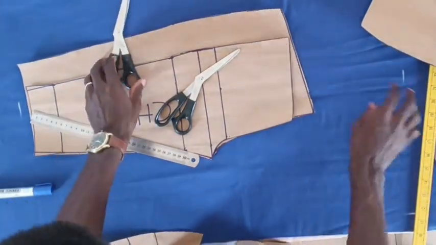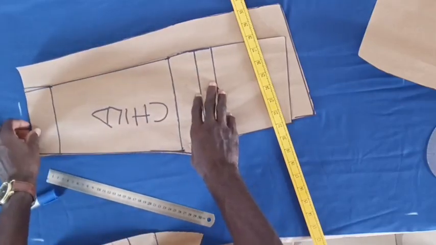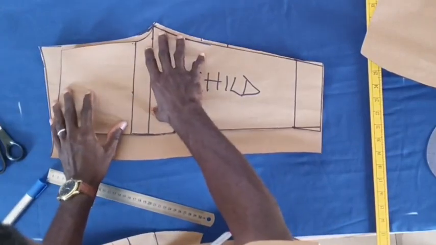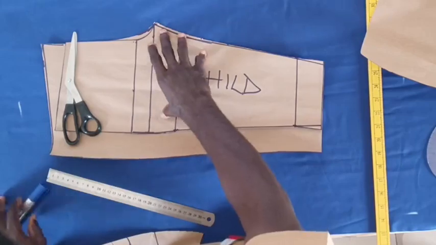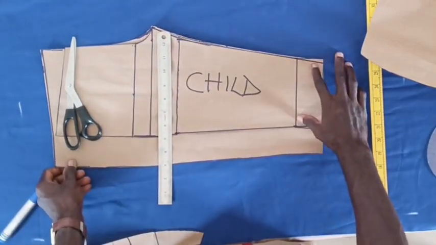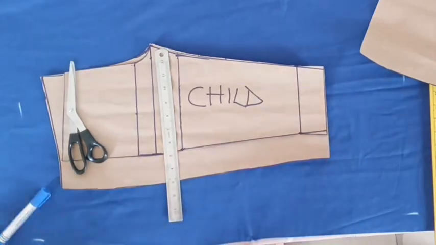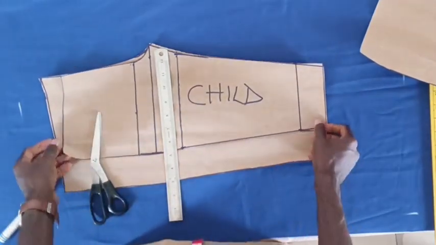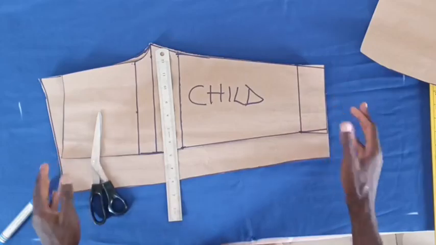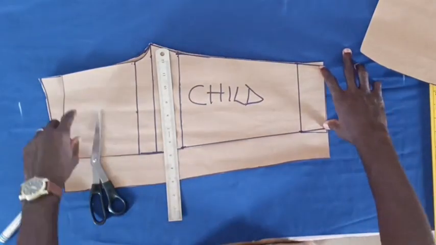All right. So we now have the back piece and the front piece. All right. So it's simply for you to carry this and place on your fabric and produce two front pieces and also produce two back pieces, and you go ahead and stitch your trouser and you are done.